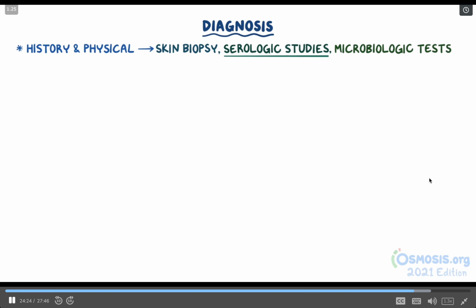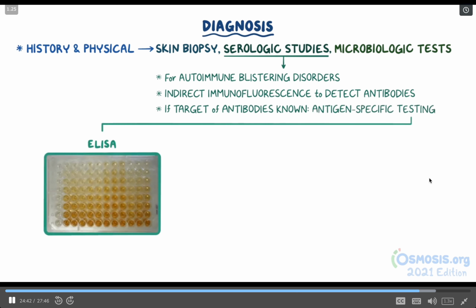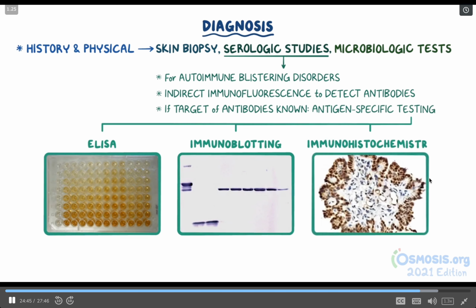Also, serologic testing may be useful for the evaluation of autoimmune blistering disorders, using indirect immunofluorescence to detect antibodies within the circulation. If the target of circulating antibodies associated with specific autoimmune blistering diseases is known, antigen-specific testing can be used, such as ELISA, immunoblotting, and immunochemistry.